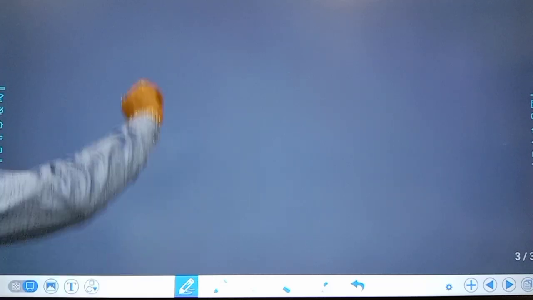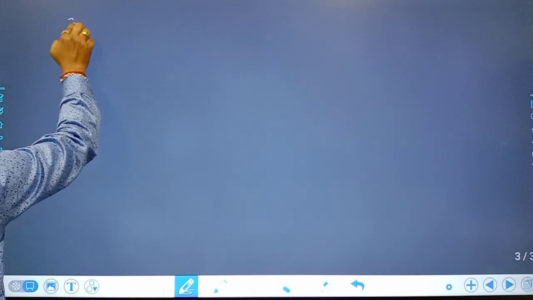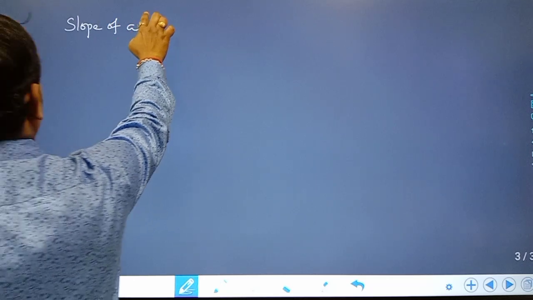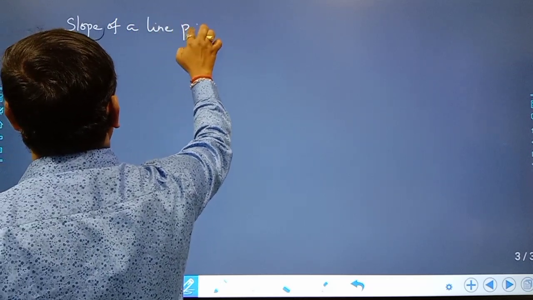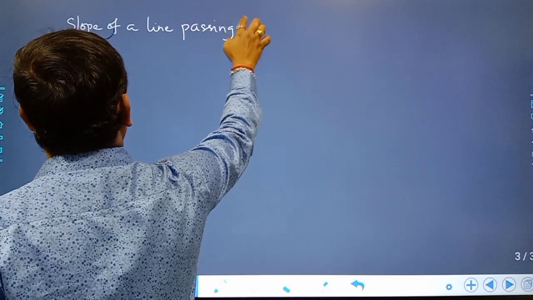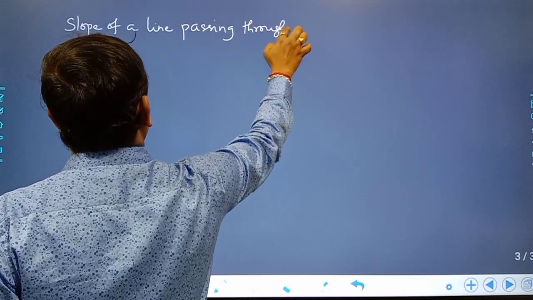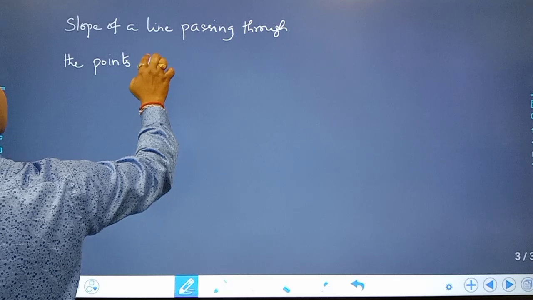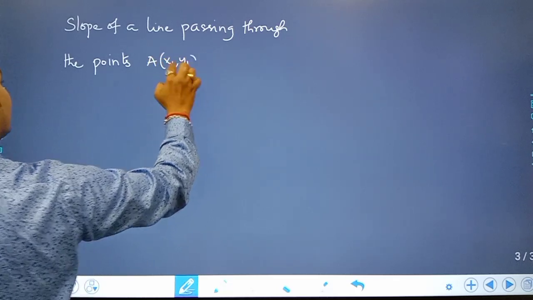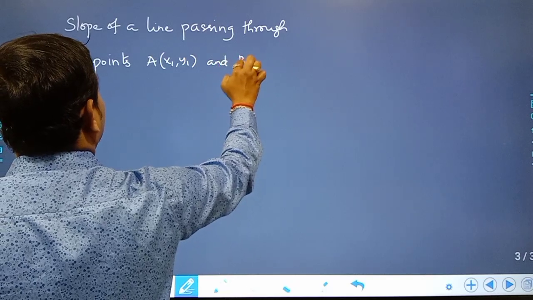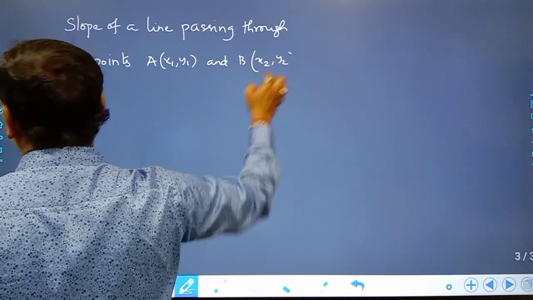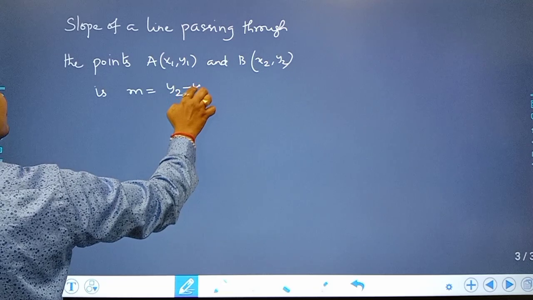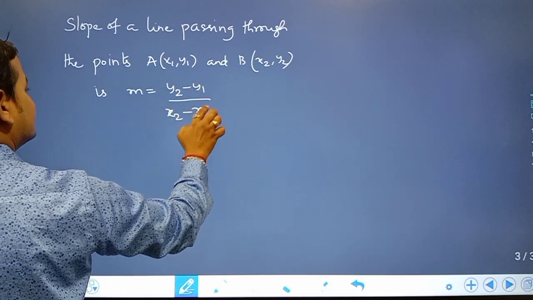Next, third topic: slope of a line passing through the points A of x1 y1 and B of x2 y2 is m is equal to y2 minus y1 by x2 minus x1.